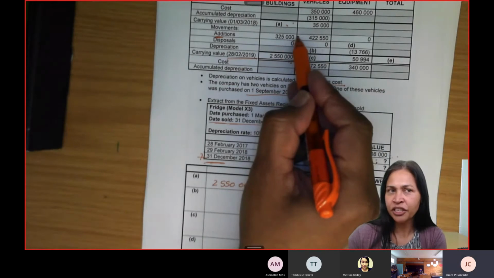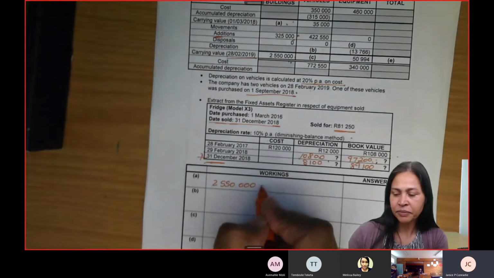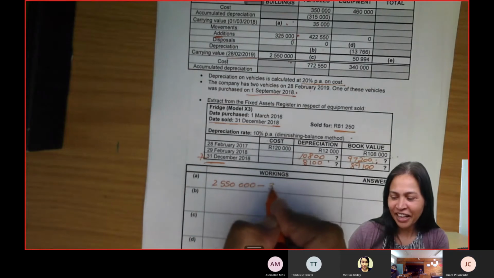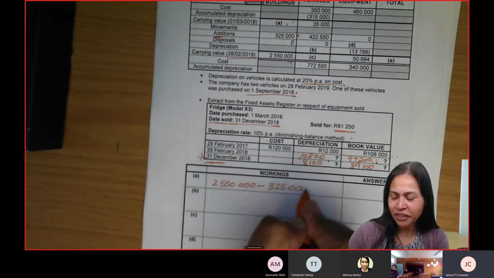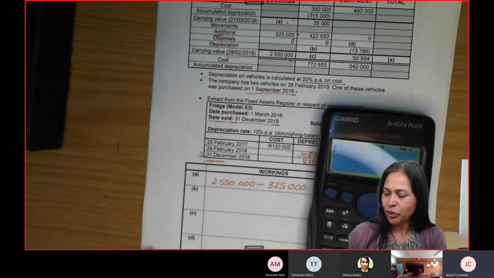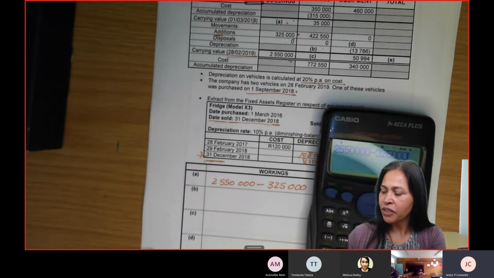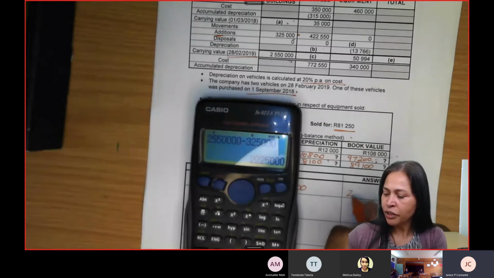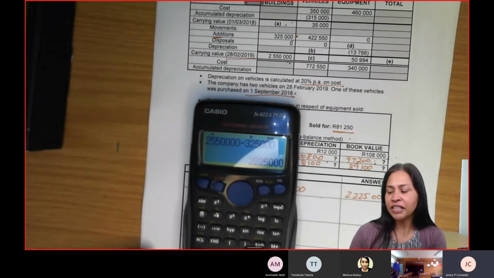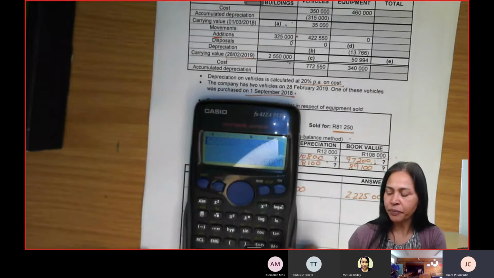So there's a rule with calculations in this case. Subtract. Subtract, that is perfect. So again, it's my 2,550,000 minus my 325,000 gives me 2,225,000. That's your first one. That's A's information. So land and buildings is normally the easier one, right? Straightforward one. Let's have a look at B.